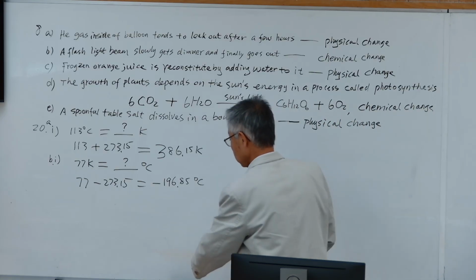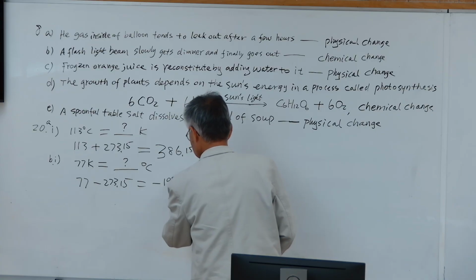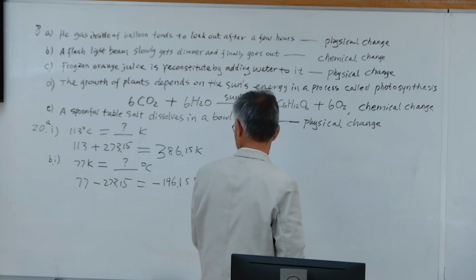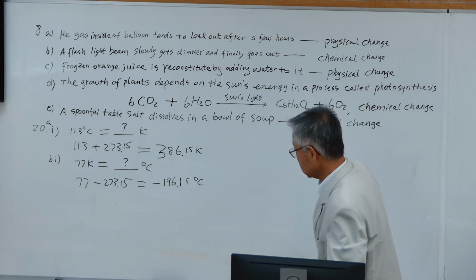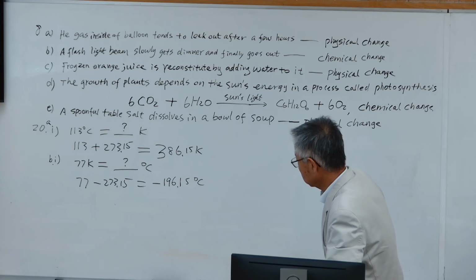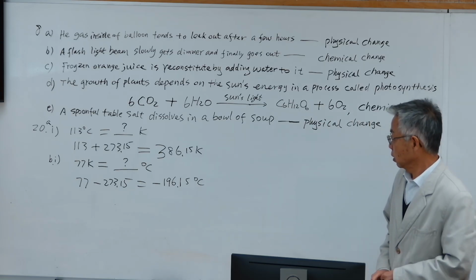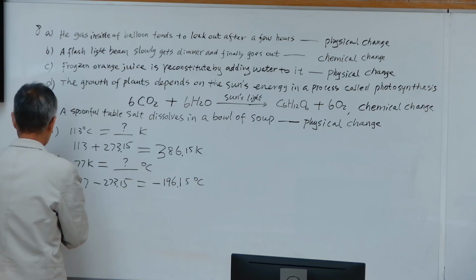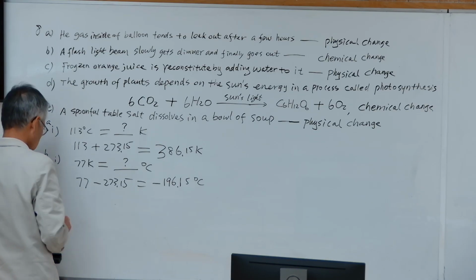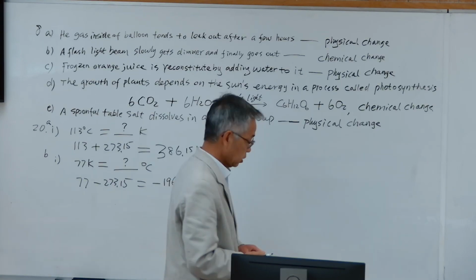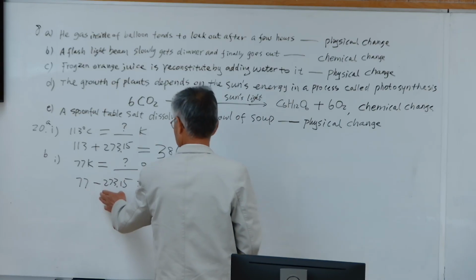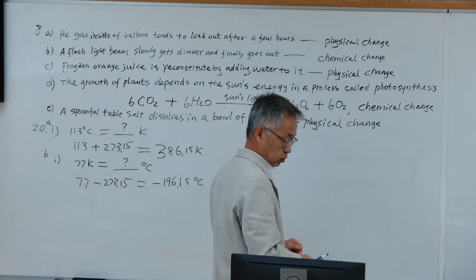Not 0.85, 0.15, sorry. So it is negative 196.15 degrees Celsius. So you either convert Celsius to Kelvin or convert Kelvin back to Celsius. Celsius to Kelvin is plus 273.15. Kelvin back to Celsius is minus 273.15.